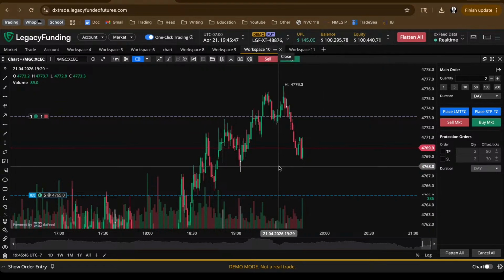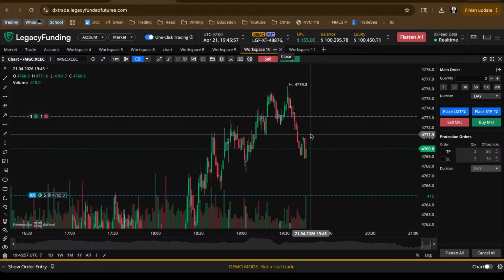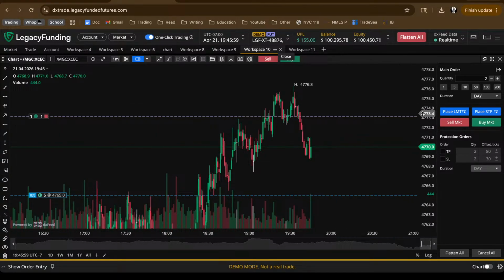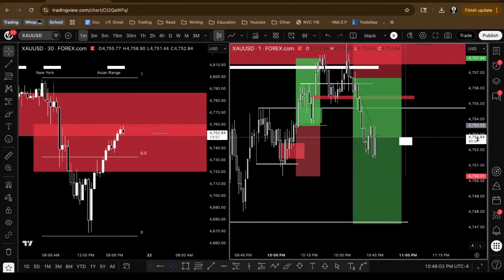W Hayden in the chat. Let's go. Funded traders secured during Asia session. Let's get some more funded traders in here, guys.